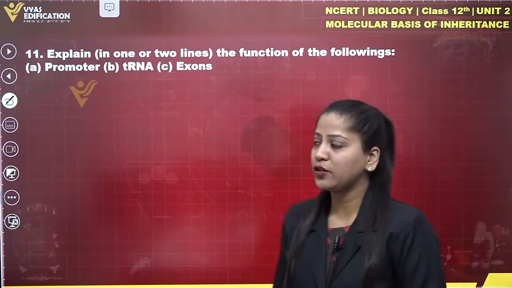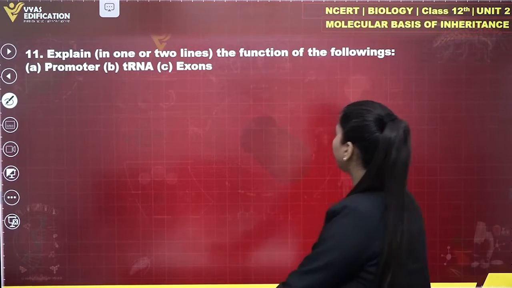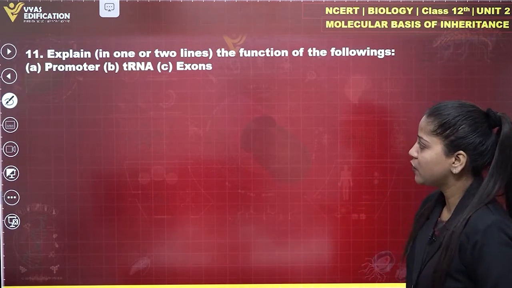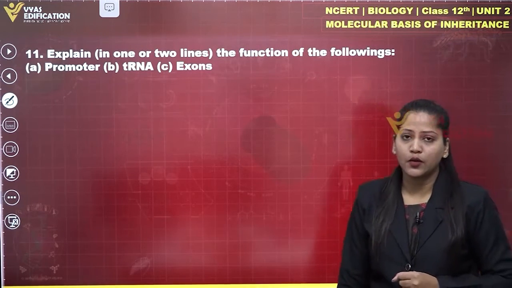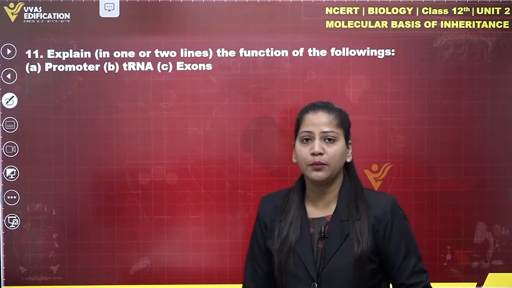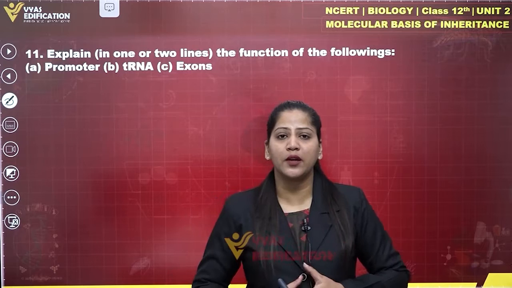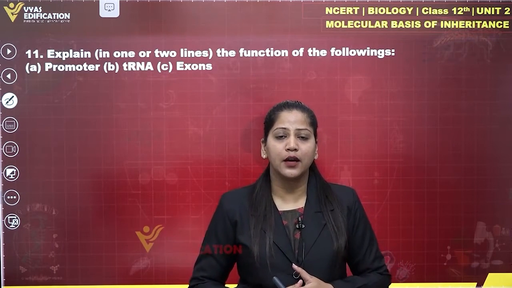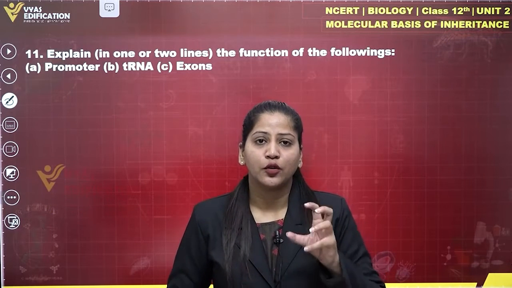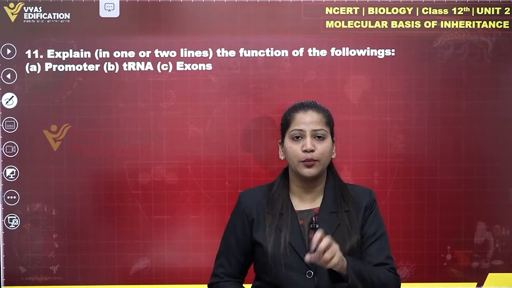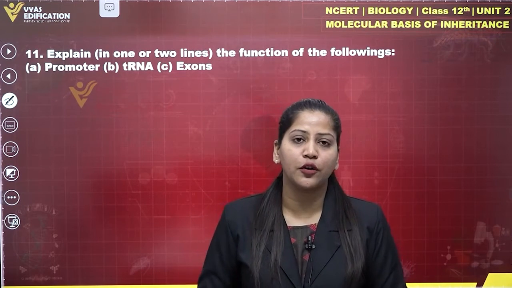Now let's talk about the next question, question number 11. Explain in 1 or 2 lines the functions of the following. We have to explain the functions of promoter, tRNA and exons. So what are the functions of promoter? Promoter is a site present physically continuous with the transcription unit and serves as the binding site for RNA polymerase enzyme. This is the function of promoter.